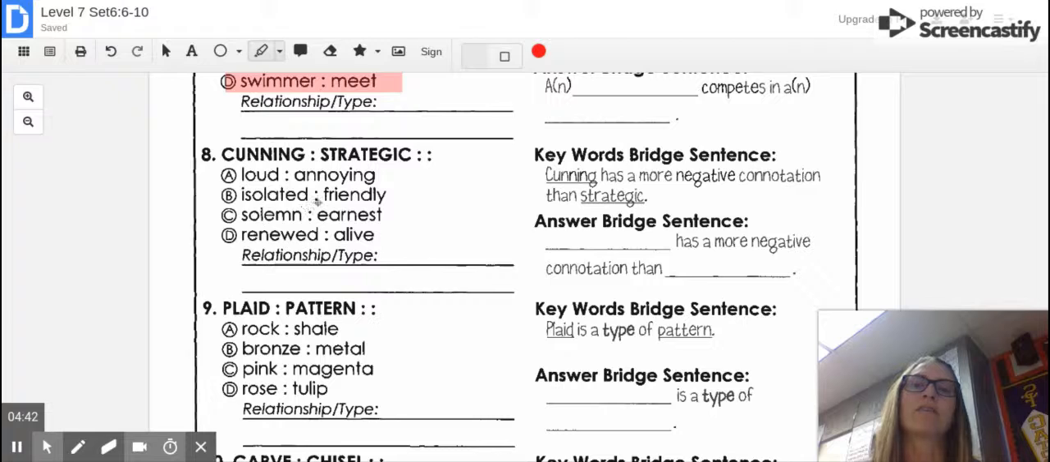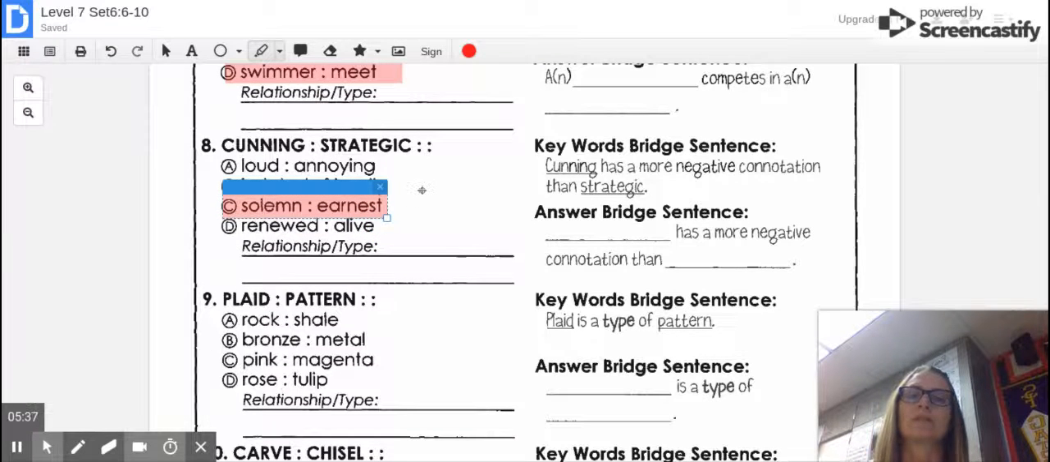Does isolated have a more negative connotation than friendly? No, because friendly is more positive. Solemn just means very serious. Does that have a more negative connotation than earnest? Earnest means that you're serious and you're trying hard, but solemn definitely has a more negative connotation, because you're just not very friendly, and earnest just means that you're trying hard. Or does renewed have a more negative connotation than alive? No, actually, these two wouldn't make sense at all. So our best answer choice for number 8 is going to be solemn and earnest.